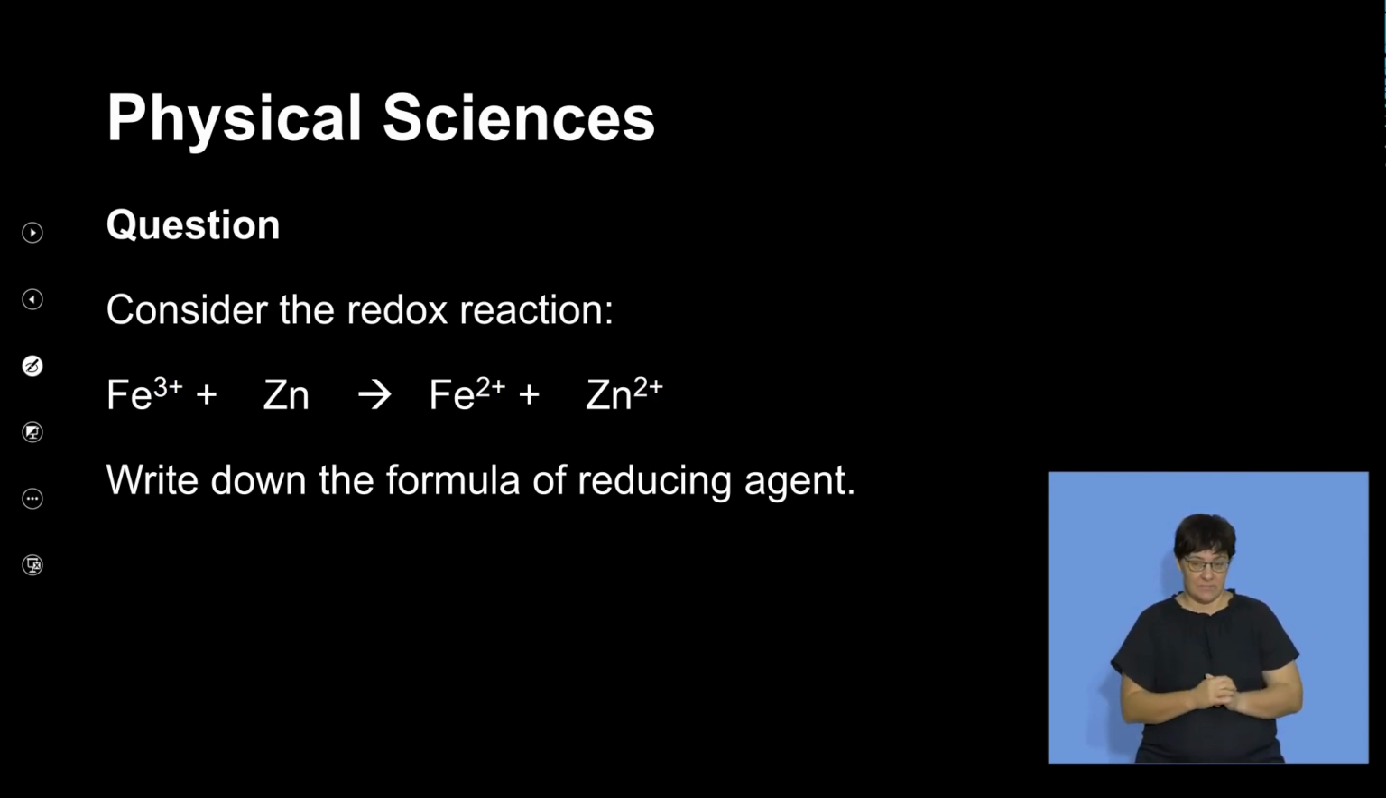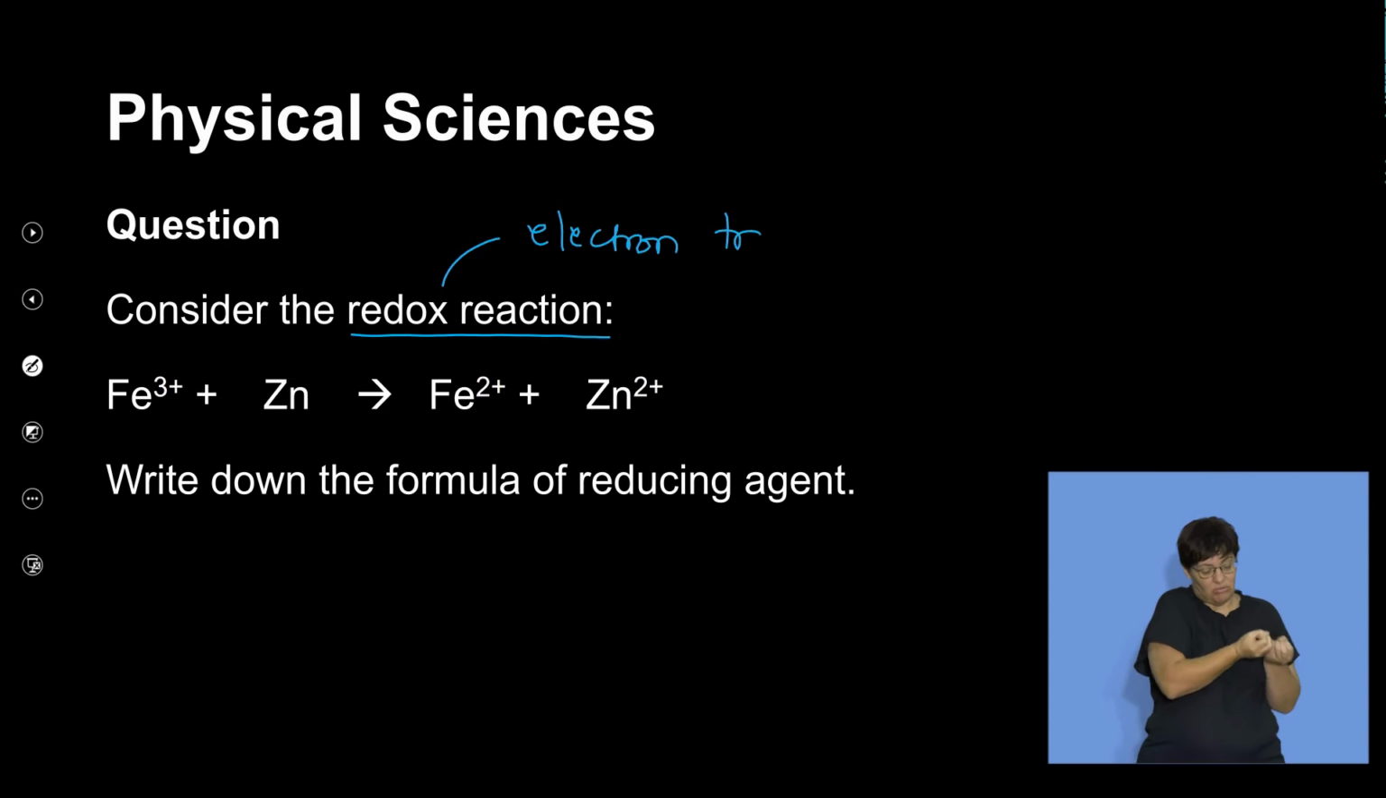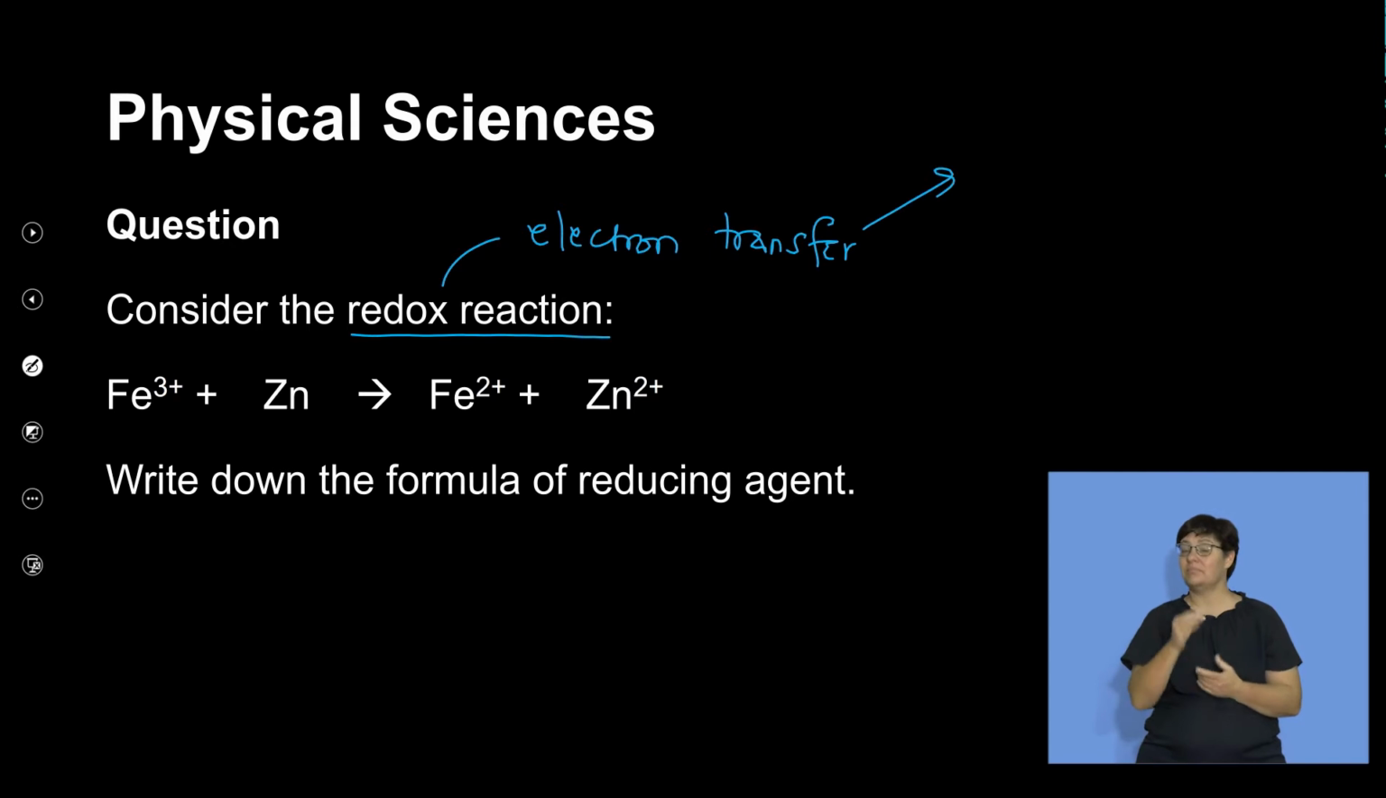Right. So here is another typical question which says, consider the redox reaction which is given below. So the moment it says redox, let's think of it in terms of electron transfer, which has to do with loss as well as the gain of electrons. So that schematic representation becomes very, very key. So it says here, write down the formula. I'm going to underline the term formula of the reducing agent.